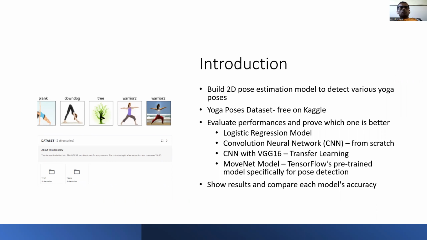In this project, I have built a couple of machine learning models. The simplest one was the logistic regression model, and the second one was the convolutional neural network that I trained from scratch. The third one was the convolutional neural network that I used with VGG16 transfer learning. And the last one, the best one, was the MoveNet model that was originally built by TensorFlow. I'll walk you through the entire code and the data set.